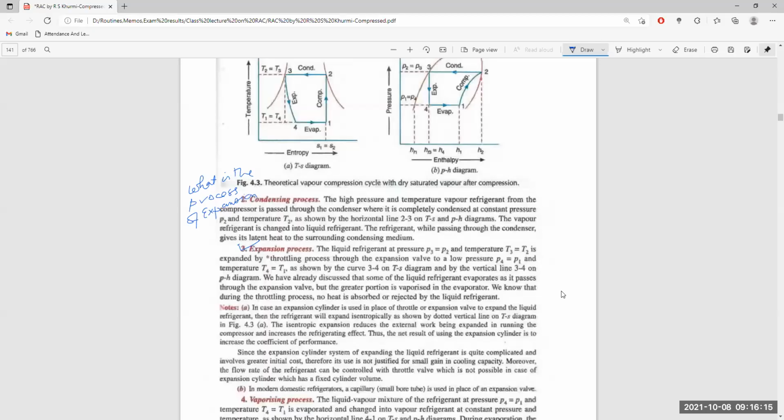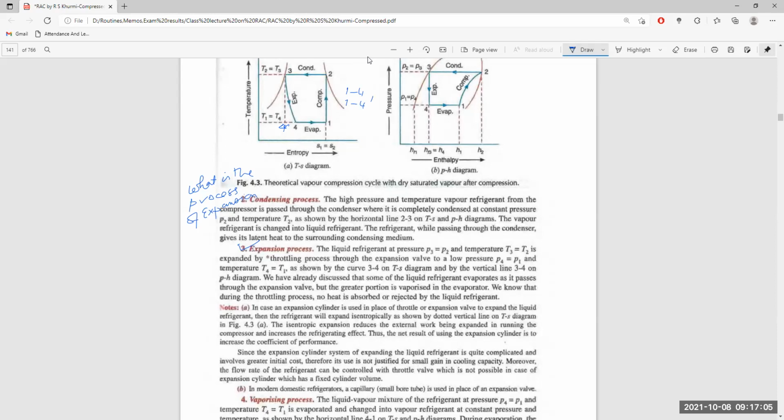What is shown here: if it is done by the expansion cylinder process, then it becomes isentropic, meaning there is no heat transfer. And point 4 will come here at this point. So if T4 comes to this point, the process of evaporation will increase, say to 4 dash, so from 1 to 4 and 1 to 4 dash. This means a higher amount of heat is extracted during the evaporation process from the surroundings of the evaporator itself. But it creates one problem.